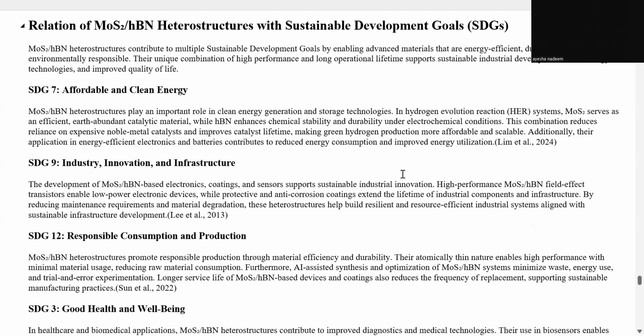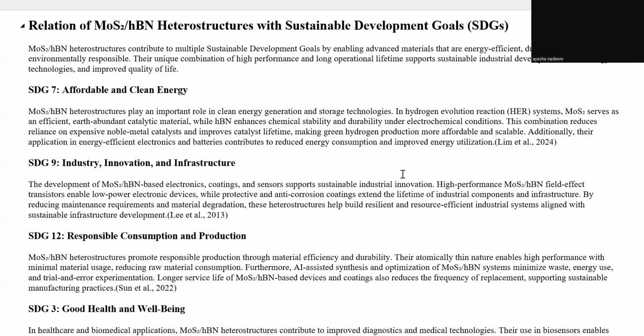Second relation is with SDG 9, which is industry, innovation, and infrastructure. The development of MoS2 and hBN based electronics, coatings, and sensors supports sustainable industrial innovation. High performance MoS2 and hBN field effect transistors enable low power electronic devices, while protective and anti corrosion coatings extend the lifetime of industrial components and infrastructure. By reducing maintenance requirements and material degradation, these heterostructures help build resilient and resource efficient industrial systems aligned with sustainable infrastructure development.